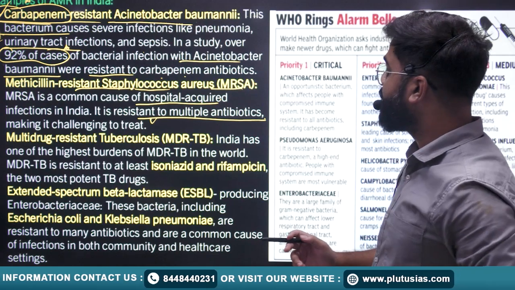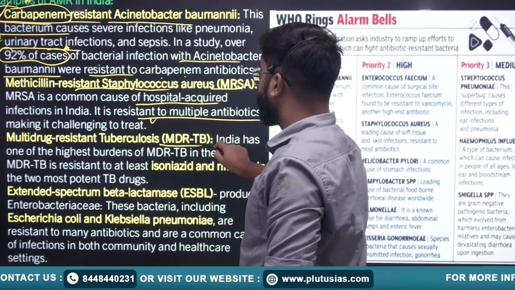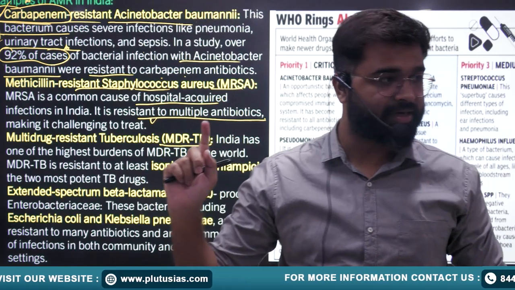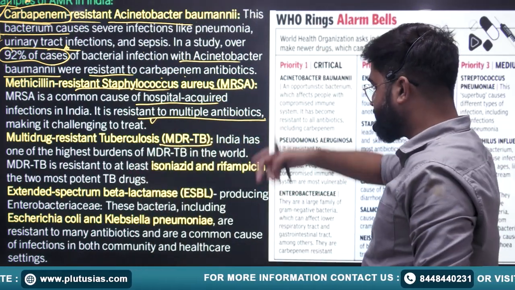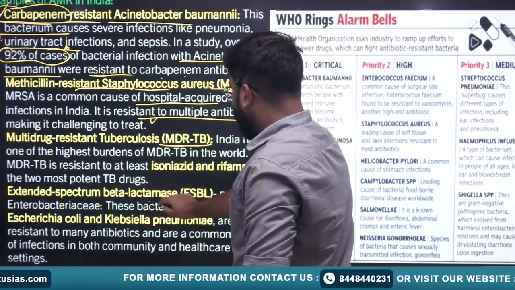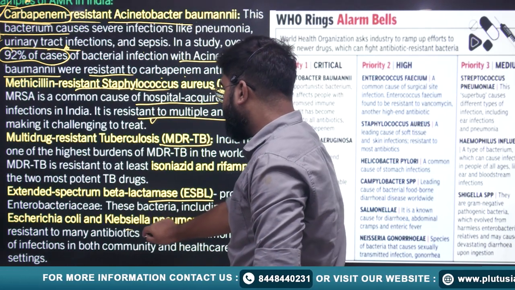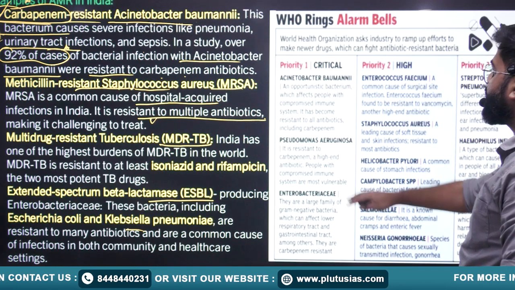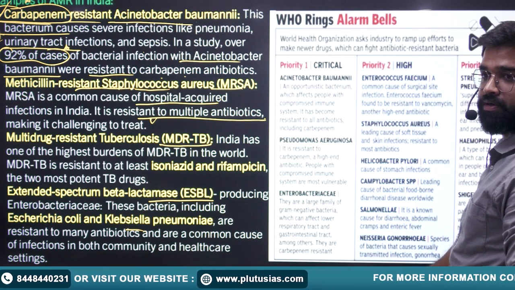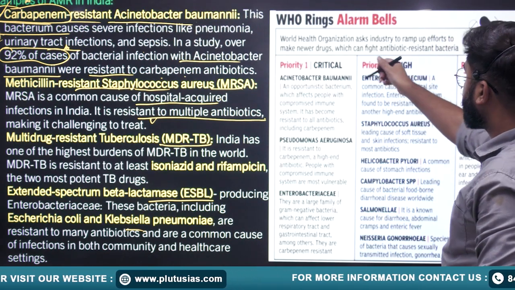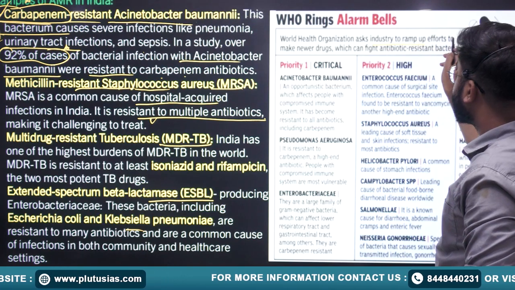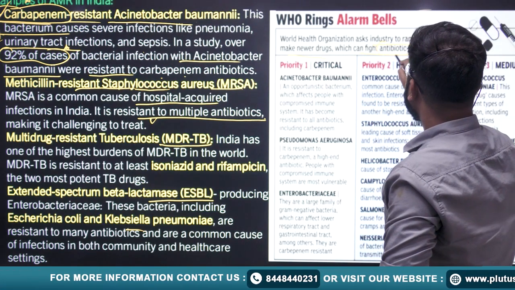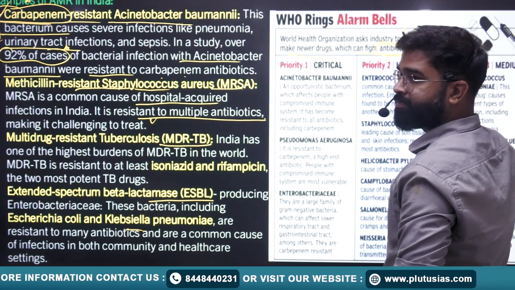MRSA. Then third, multi-drug resistant tuberculosis, MDR-TB. We will discuss that TB. Okay, pura acche se dekhenge. Then ESBL and then E. coli, Klebsiella pneumoniae. Okay, aur details mein yahan pe diya hua hai. You should go with it. Theek hai? These are the WHO. Ask industry to ramp up efforts to make newer drugs which can fight antibiotic resistant bacteria.